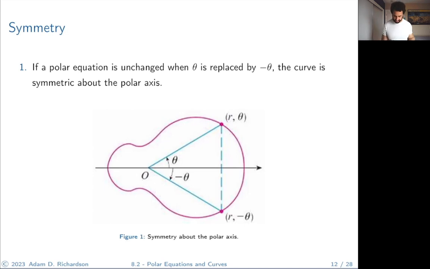So here, there's this one. If a polar equation is unchanged when you replace the angle by its opposite, then the curve is symmetric about the polar axis. Remember, the polar axis coincides with the x-axis. So this is the polar axis.